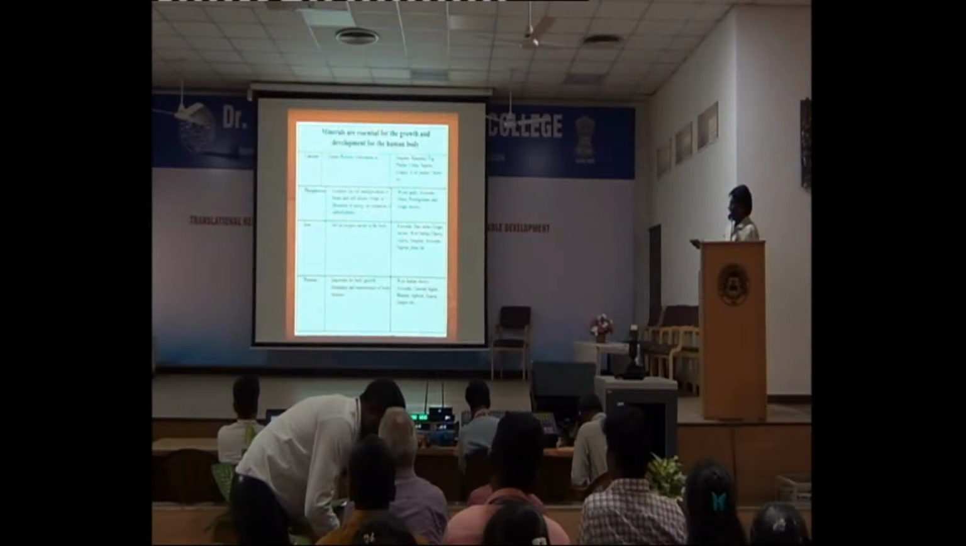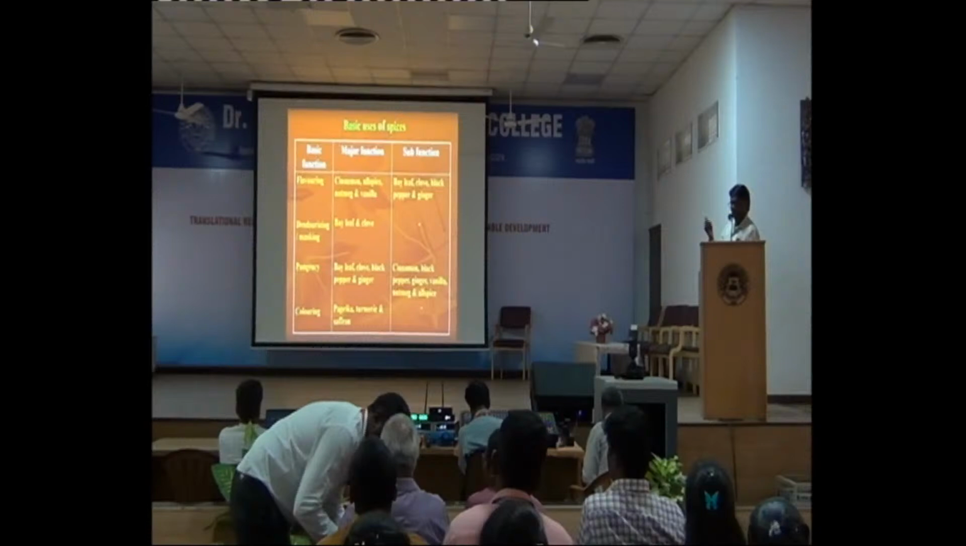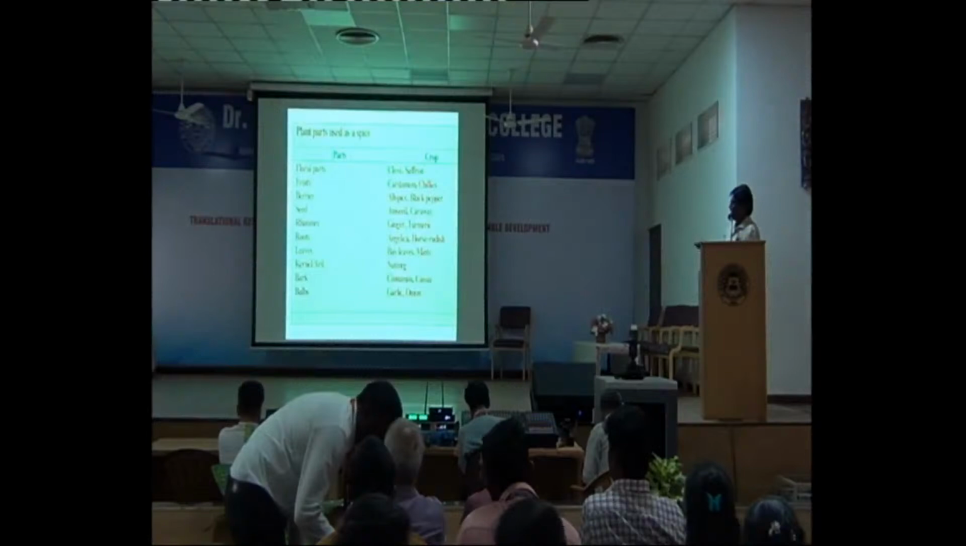Then some of the basic uses: spices are very good food adjuvants, giving aroma and flavor, whereas condiments like turmeric and ginger give very good taste. Okay, this is the difference between spices and condiments. You can see the different kinds of spices, condiments, medicinal plants, and their uses being listed out here.